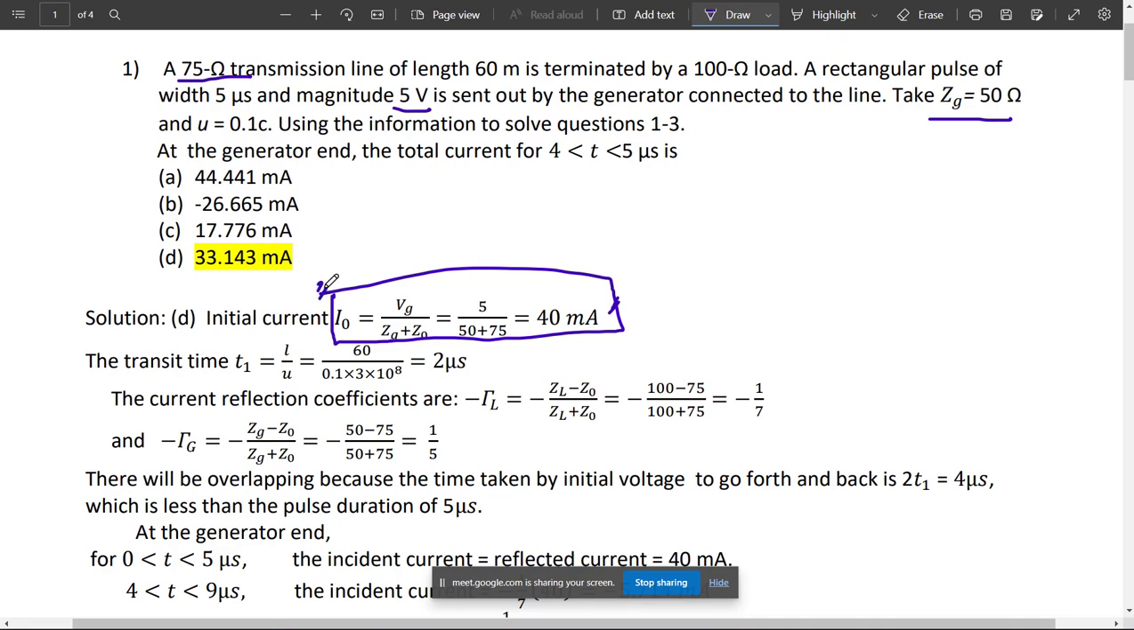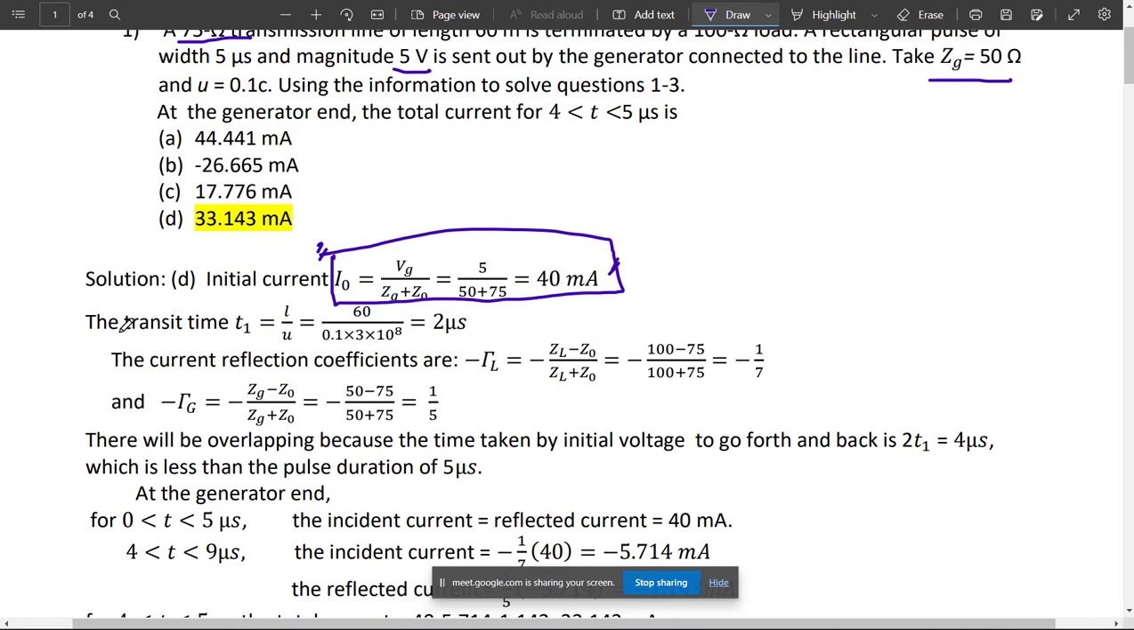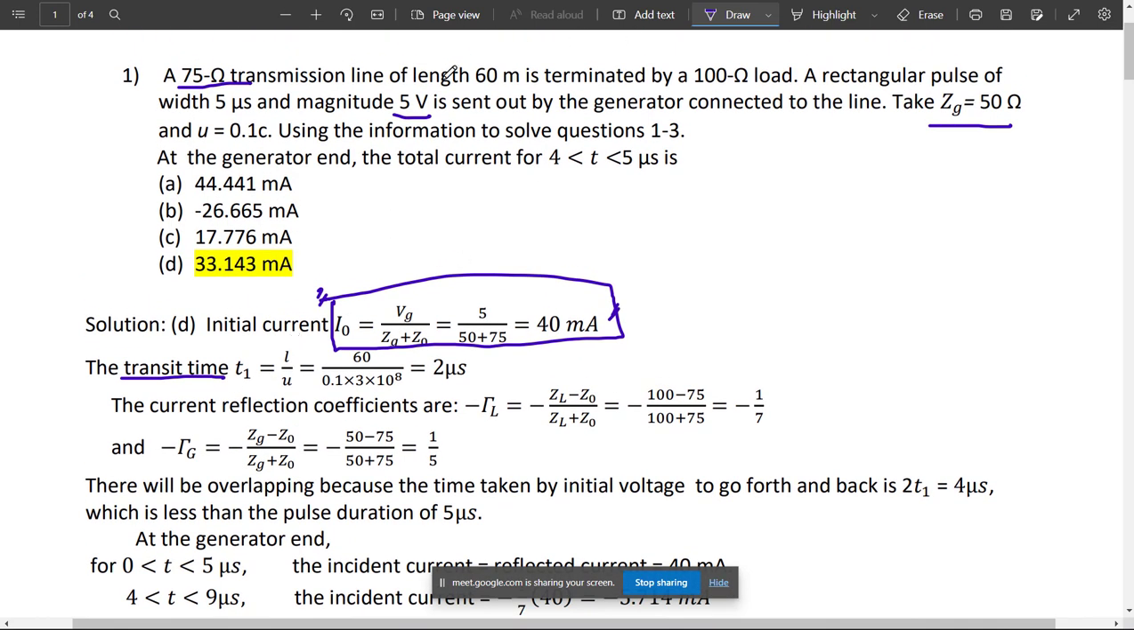Now let's find out the transit time. The transit time will be the length of the transmission line divided by the speed of the wave, which is 60 upon 0.1 into 3 into 10 to the power 8. So from here we got transit time equals 2 microseconds.